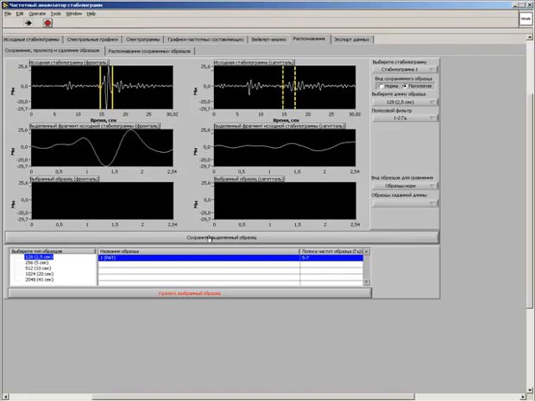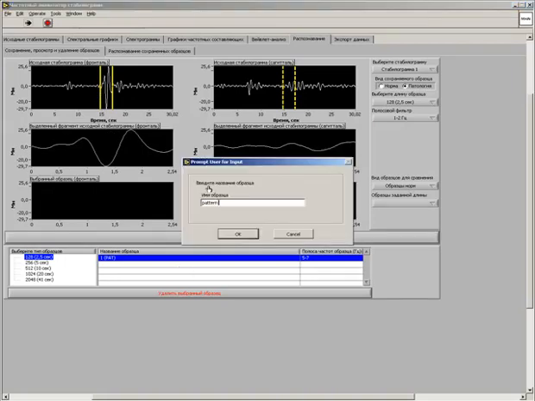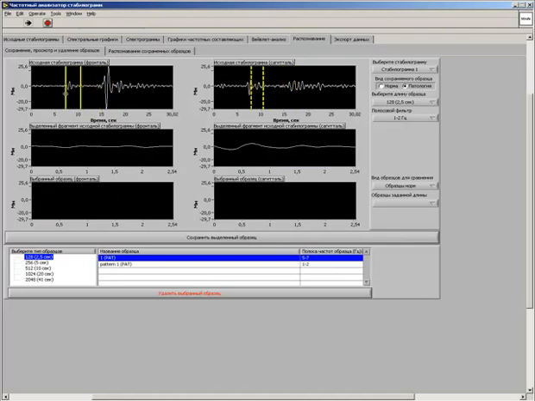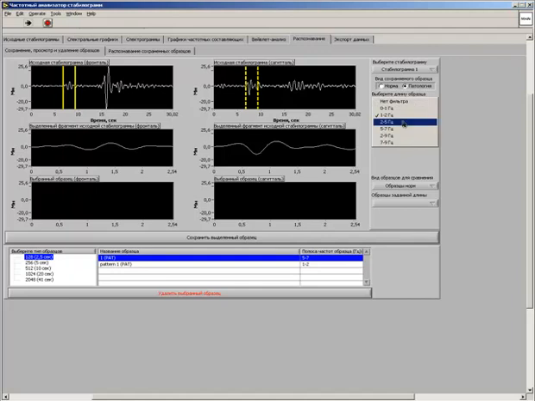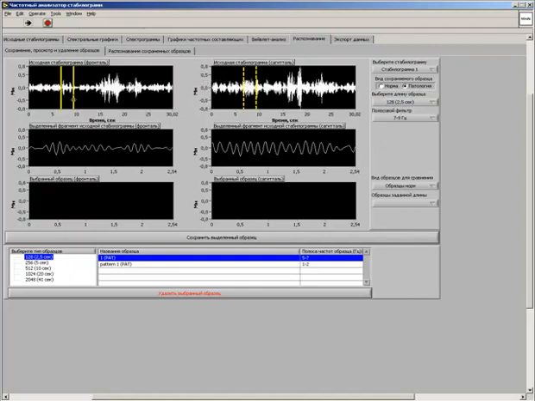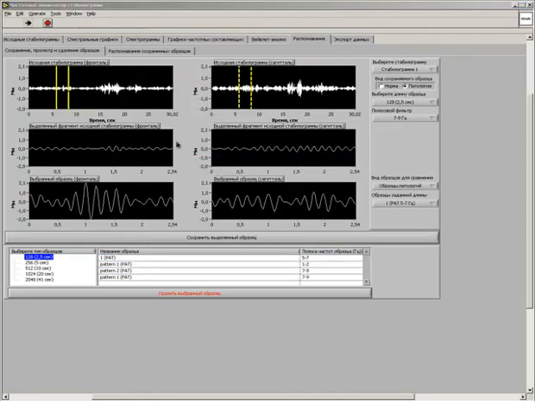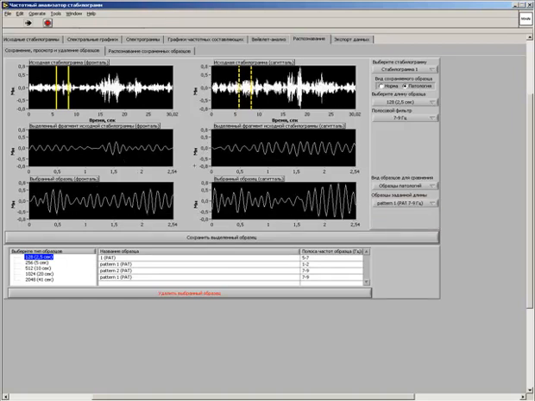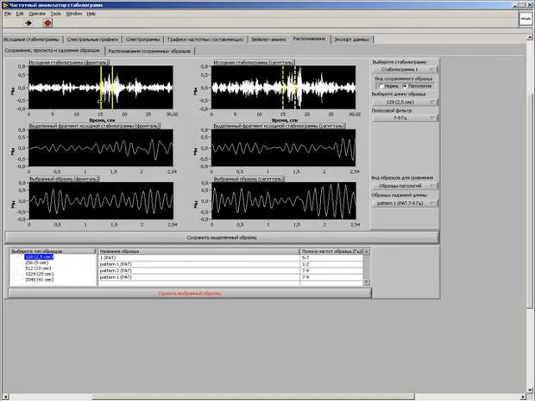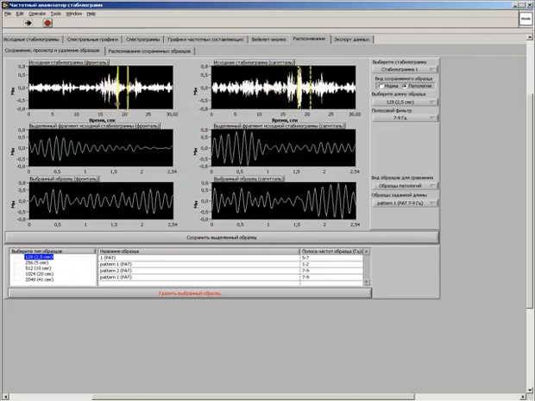This fragment will be pattern 1, and this fragment, in another frequency band, will be pattern 2. It is possible to compare accumulated patterns with fragments of the signal. These charts show the selected fragments of the signal under study, and these charts show the selected pattern. We can compare these fragments by sliding this cursor.